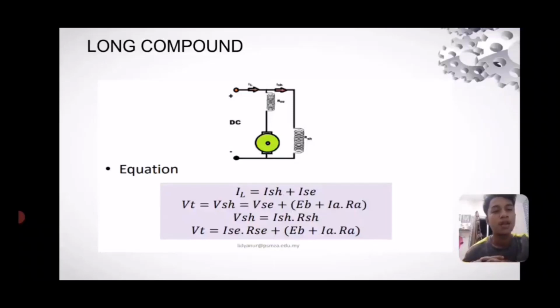3. Shunt voltage equals shunt current multiplied by shunt resistance. 4. VT equals series current multiplied by series resistance plus back EMF plus armature current multiplied by armature resistance.